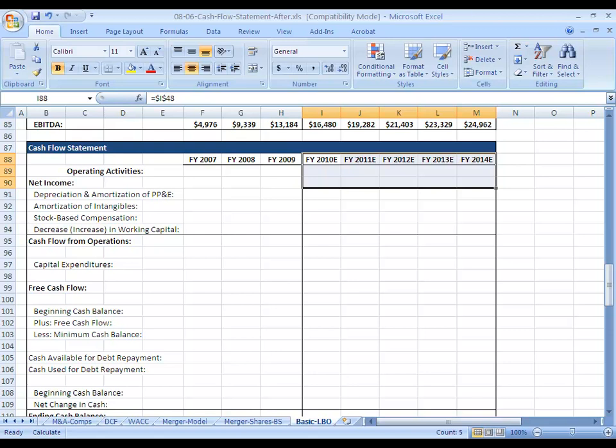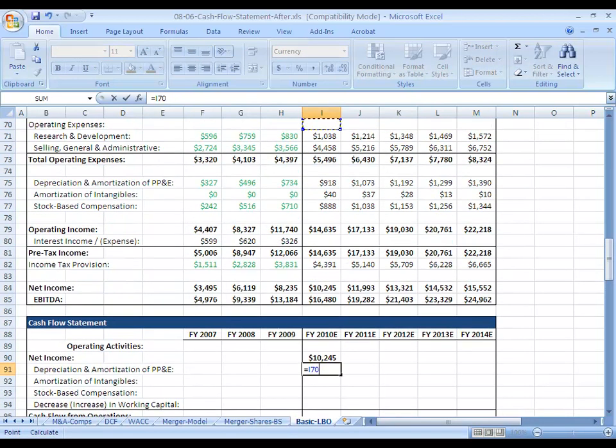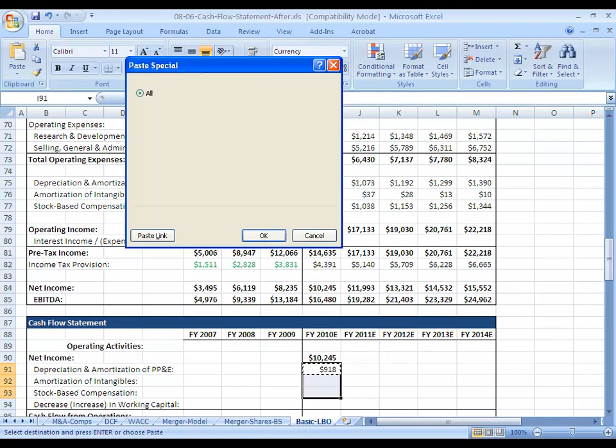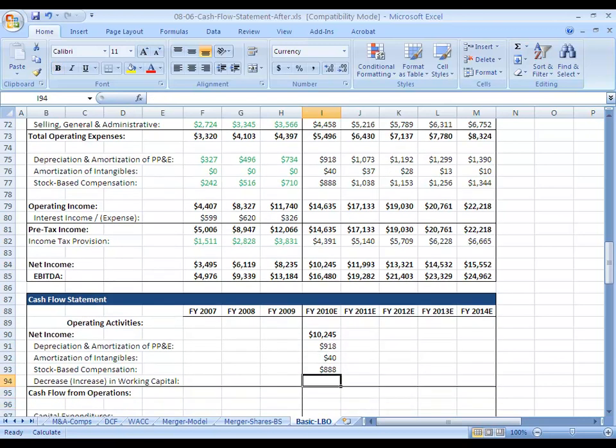So to get started with projecting this, let's begin by linking in the net income from our income statement, then the depreciation and amortization, amortization of intangibles, and stock-based comp. And this is just going back to basic accounting and basic three-statement modeling. We start with net income, then we add back non-cash expenses right here. And then we take into account the change in working capital or the change in operating assets and liabilities.